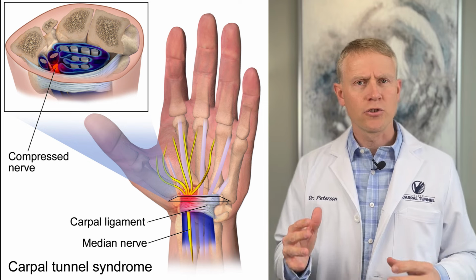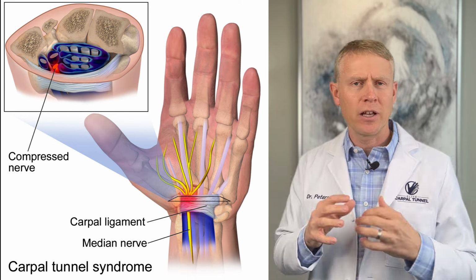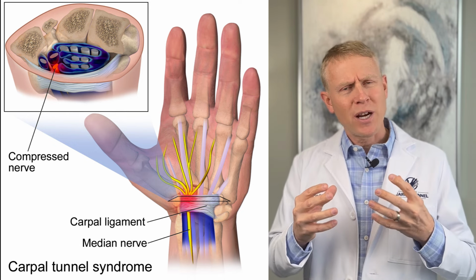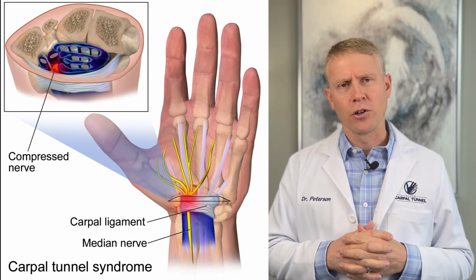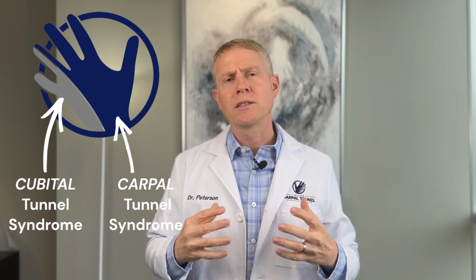In carpal tunnel syndrome, the median nerve is getting compressed as it passes through the wrist in the area called the carpal tunnel. This pressure on the nerve is irritating to the nerve. When symptoms occur on this side of the hand, that is often a result of carpal tunnel syndrome. When the symptoms affect the ulnar side of the hand, that is often what we refer to as cubital tunnel syndrome.